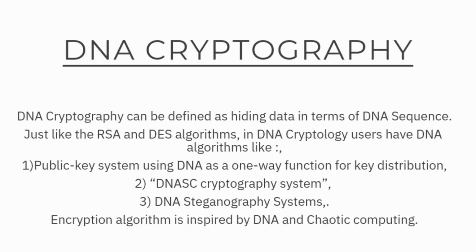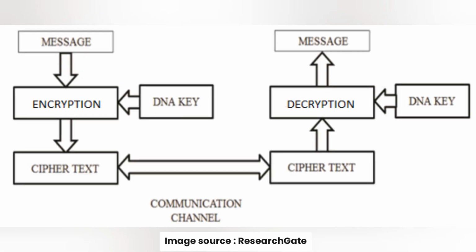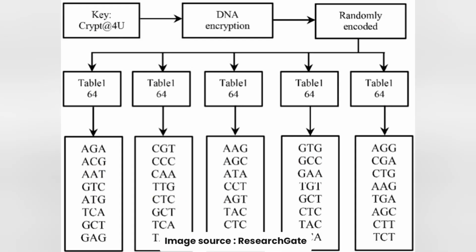Just like the RSA and DES algorithms, in DNA cryptology, users have DNA algorithms like: 1. Public key system using DNA as a one-way function for key distribution, 2. DNASC cryptography system, 3. DNA steganography systems. Encryption algorithm is inspired by DNA and chaotic computing.